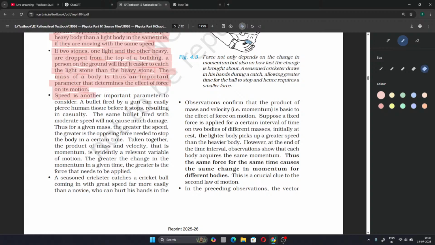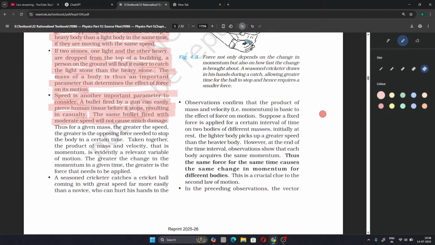And speed is another important parameter to consider. A bullet fired by a gun can easily pierce through human tissue before it stops, resulting in casualty. The same bullet fired with moderate speed will not cause much damage. Basically, the mass of the body is important, and also the velocity of the body, which we said here is speed.